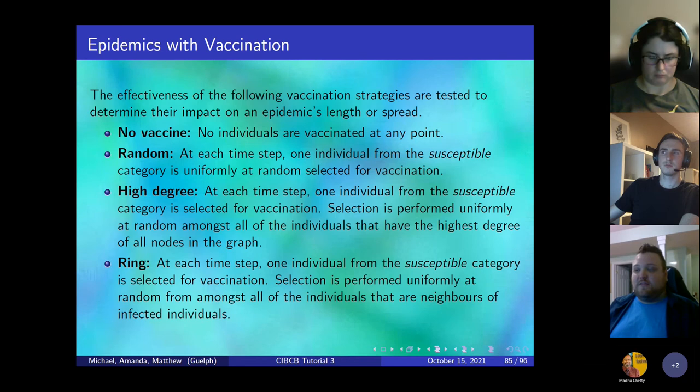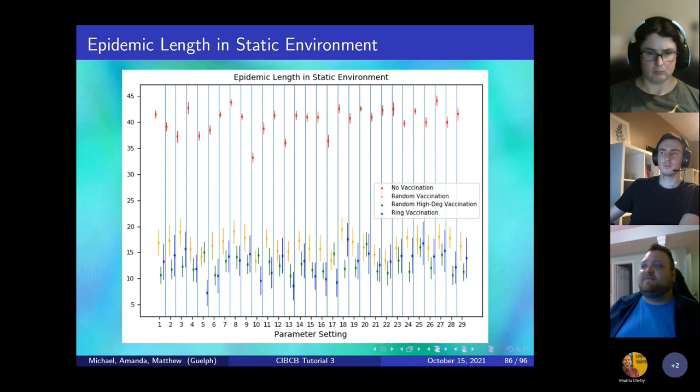Okay, so what is our outcome? First we have different environments. A static environment means that we do all the evolution of a network, and then after it's been evolved, we apply a normal epidemic and an epidemic with vaccination to it and see what the results are. In this case, you can see that when there's no vaccination, the duration of the epidemic is much, much longer, about three times as long.